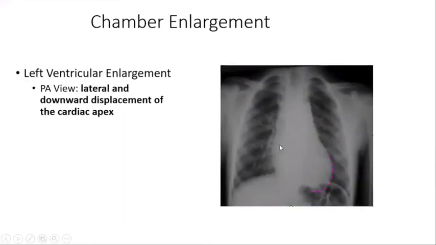Now left ventricular enlargement. In left ventricular enlargement on PA view, we have already discussed that the apex of the heart is displaced inferiorly, while in right ventricular enlargement, the apex of the heart is displaced upward. So this is the main difference between left ventricular enlargement and right ventricular enlargement in PA view.